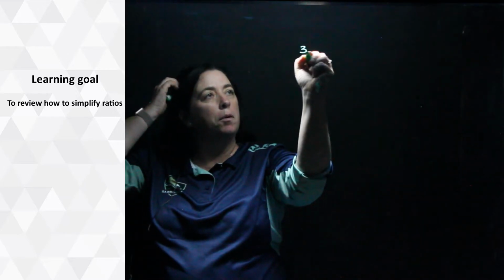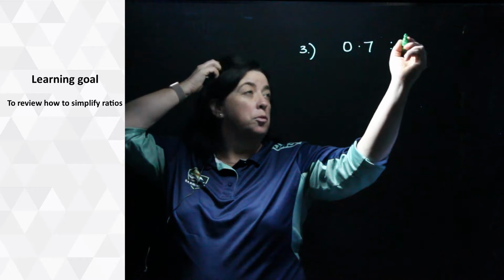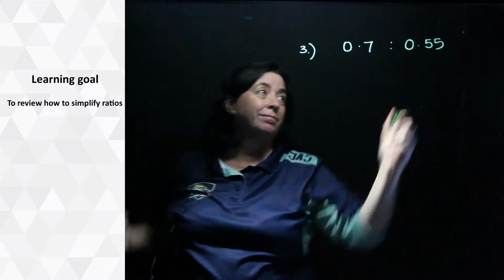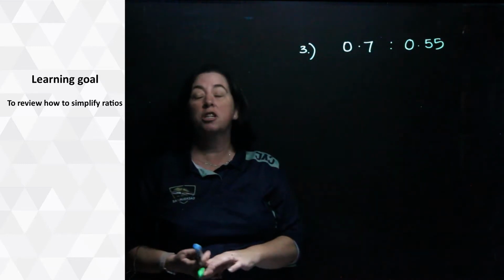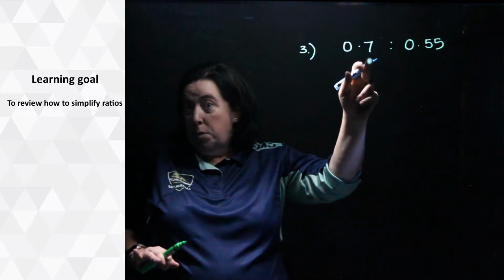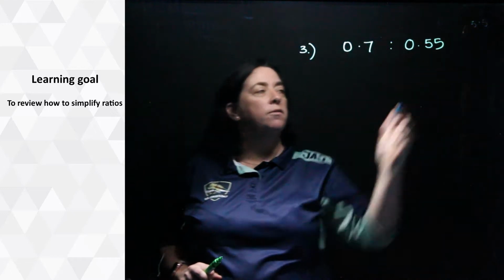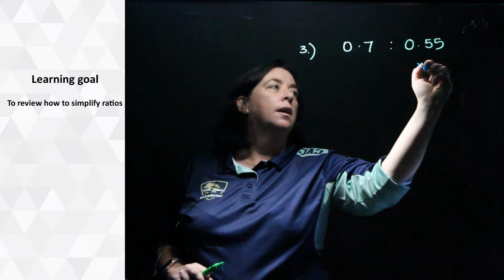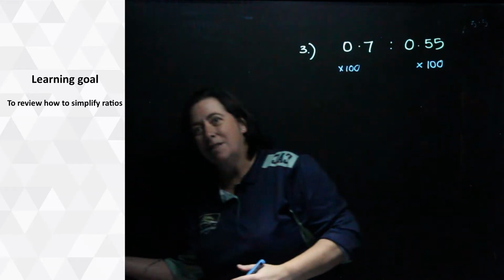So our third example, we've got 0.7 is to 0.55. Okay, so it's hard to divide the decimals. So what we're going to do is change them to whole numbers. Now if I multiply this by 10, it becomes 7. But if I multiply this by 10, it only becomes 5.5. So I'm going to multiply them both by 100.